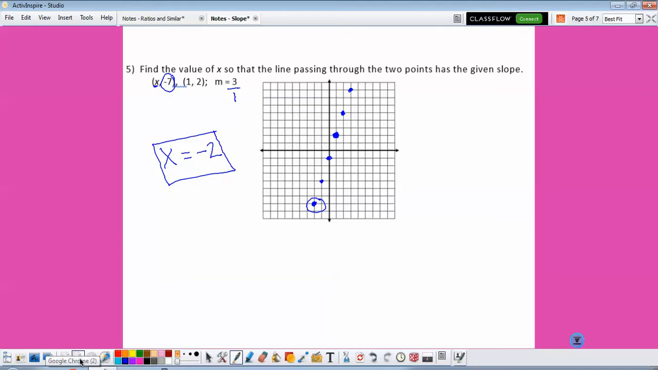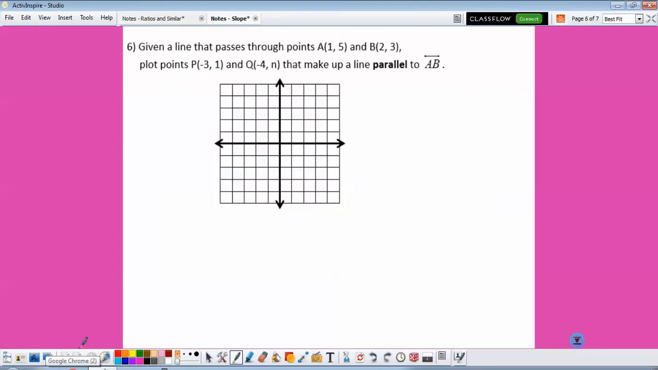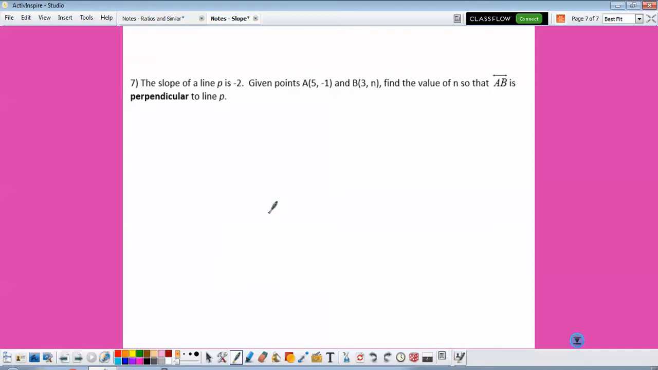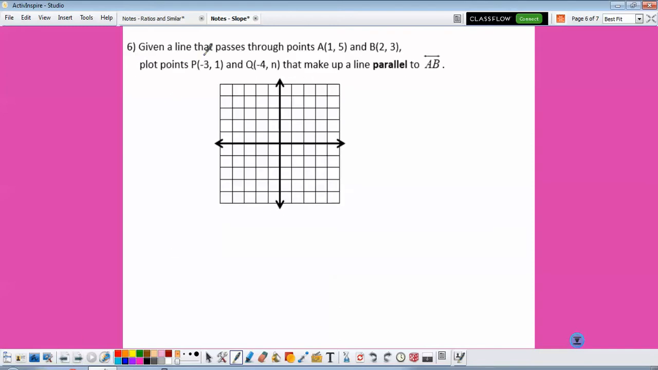Now let's see how that pertains to parallel and perpendicular lines. You can solve these by either graphing, or we can solve it algebraically. So I'm going to show you one of each. Given that a line passes through the points A, 1, 5, and B, 2, 3, plot the points P, -3, 1, and Q, -4, n, so the n is what we're looking for, that make up a line parallel to AB. So A is 1, 5, and B is 2, 3.